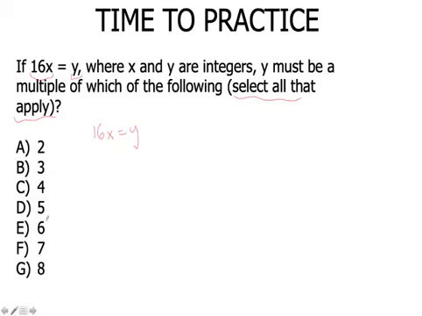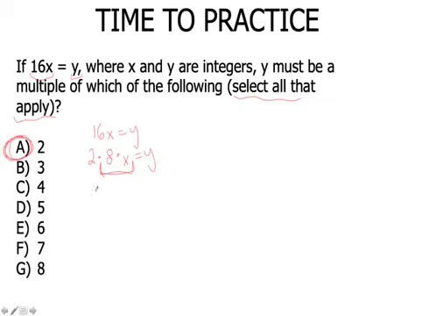Unfortunately, I don't see 16 in this list here, so I can't pick it. But what I can do is break 16 down a little bit more. I could say, for instance, 2 times 8 times x equals y. Oh, well, 2 times this thing, whatever 8x equals, is y. Well, that fits my multiple definition perfectly, right? Y is now a multiple of 2. So A is one of the correct answers.